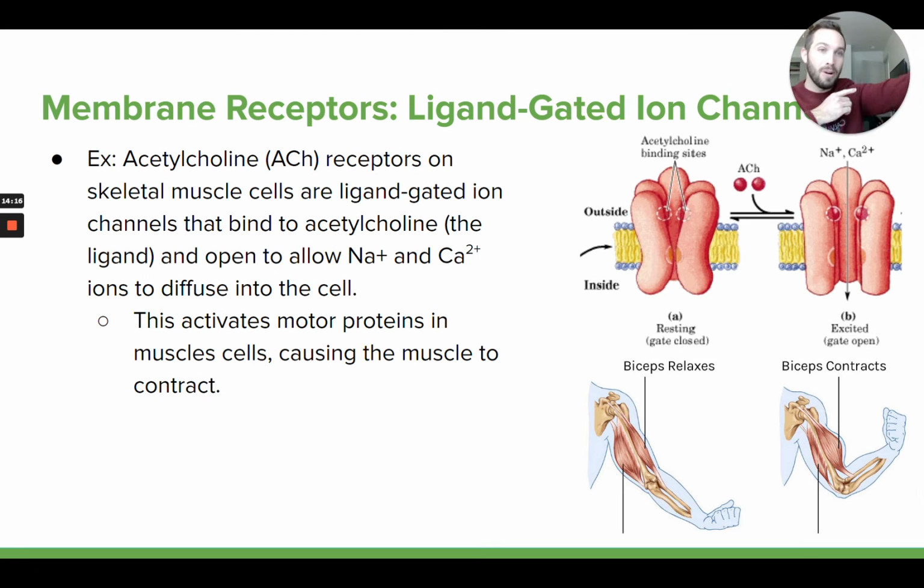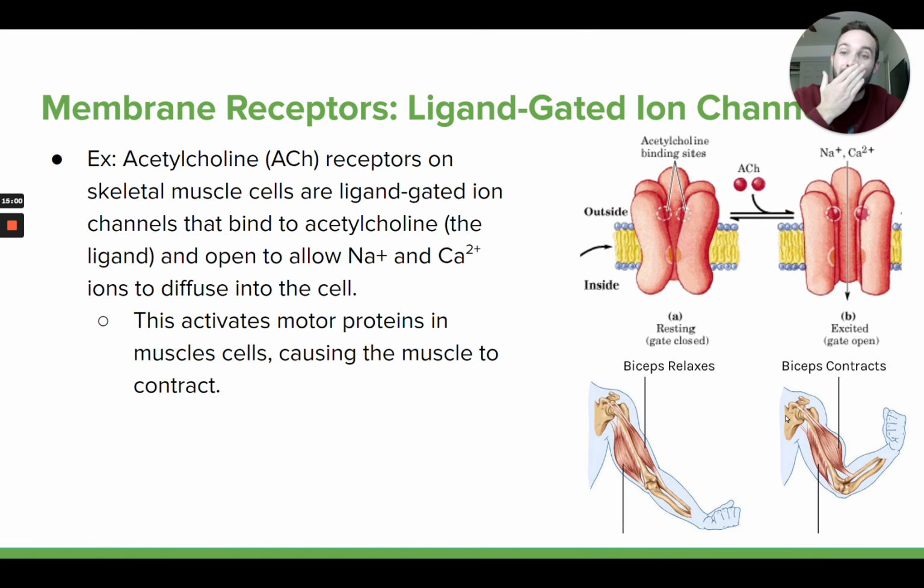So when I want my bicep muscle to contract to pull my arm up, if I want to move my skeleton, I have to contract different muscles in my body. An easy example is my bicep. If I want to move my arm upward, I have to contract my bicep. To do that, a nerve impulse is sent from my brain to my bicep that causes acetylcholine ligands, these signaling molecules, to bind to the acetylcholine receptors in my muscle cells. Those ligand-gated ion channels are going to open and let calcium and sodium ions go into my muscle cells. And when calcium and sodium go into my muscle cells, it activates motor proteins that cause the contraction of the muscle.